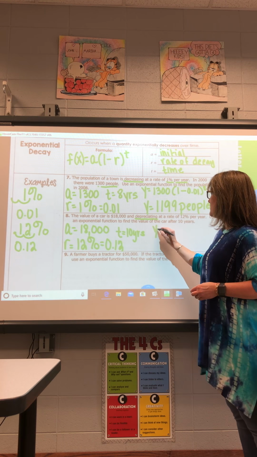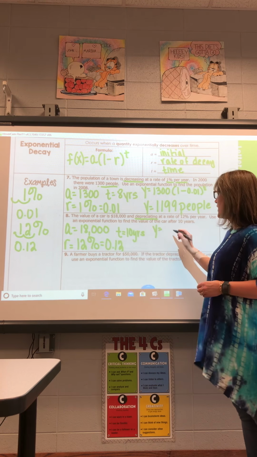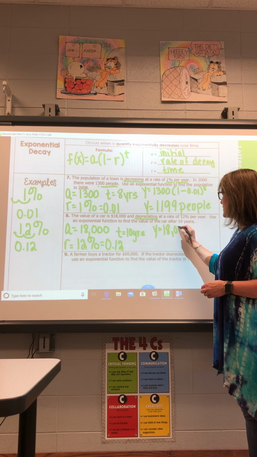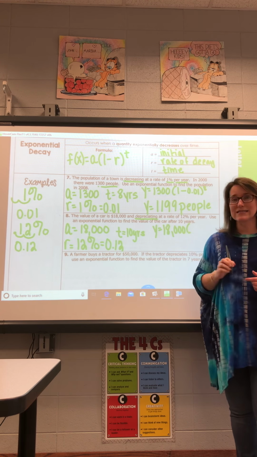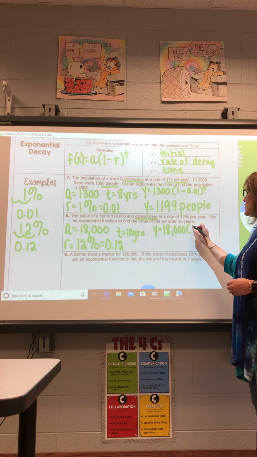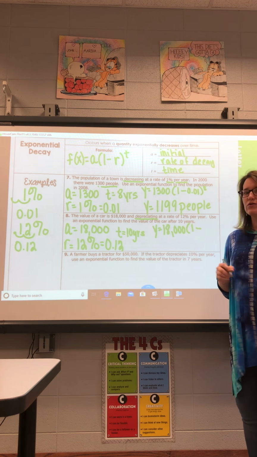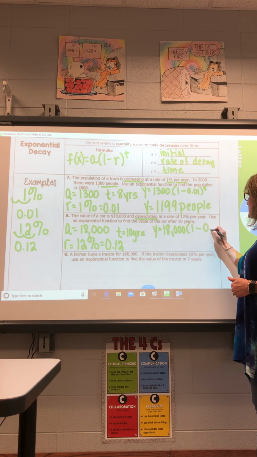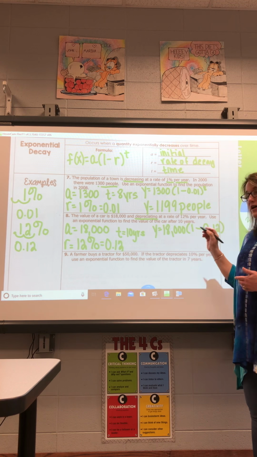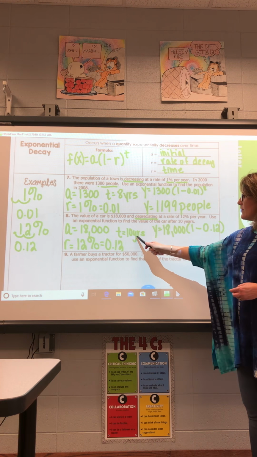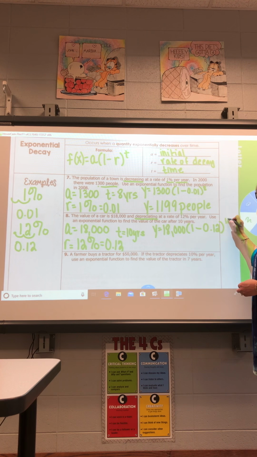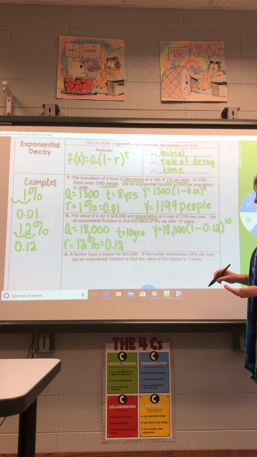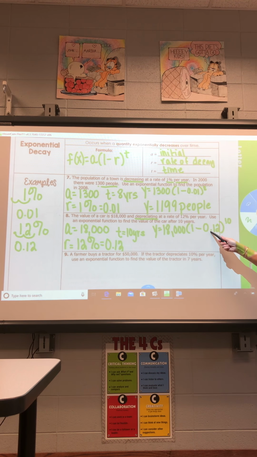We've got Y is equal to our money, $18,000, our initial amount. But because this is decay, make sure you do 1 minus your rate as a decimal. So my rate as a decimal is 0.12 or 12/100ths. Now my time is going to be my exponent of 10 years. So 18,000 times 1 minus 12/100ths raised to the 10th power.